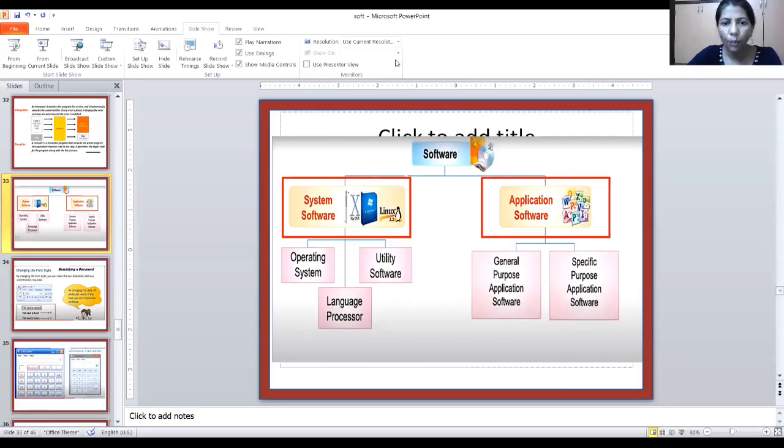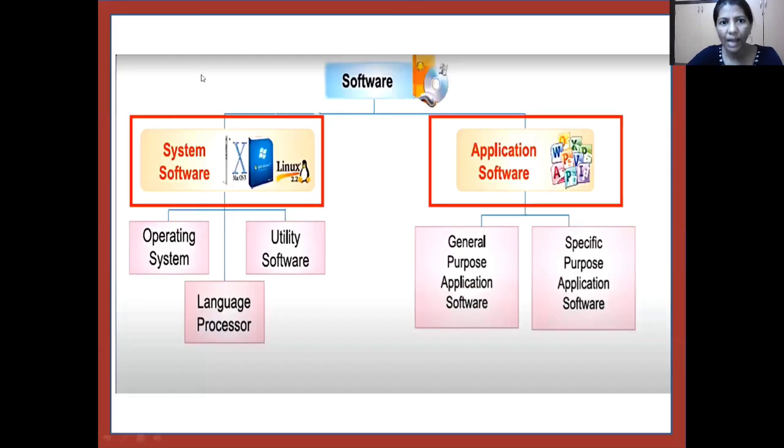Okay, fine. Now we have learned about the system software. We have come to know about the operating system, the language processor, and the utility software. Now let's go on to the application software. Application software is used to perform a special task.